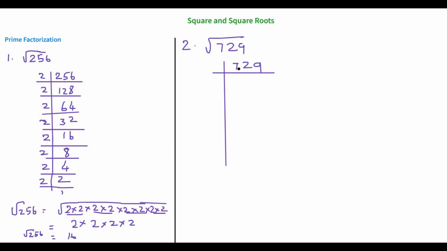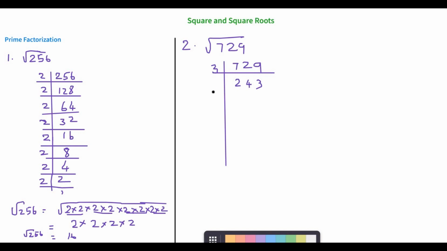I think you all know the divisibility test of 3: you have to sum up the digits. 7 plus 2 is 9, 9 plus 9 is 18. Yes, so this is divisible by 3. I've already explained this divisibility test in my previous video. You can refer to that, and the link will be in the description. So since this is divisible by 3, we get 243.